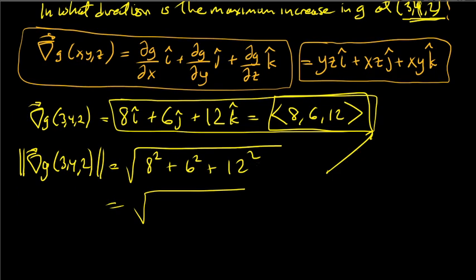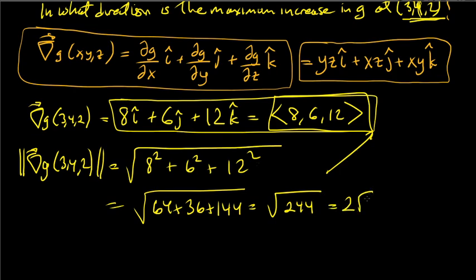I should need a calculator for this. This is 64 plus 36 plus 144. So you get 100 plus 144, you get 244. Which is the square root of 244, which is approximately 15.62.